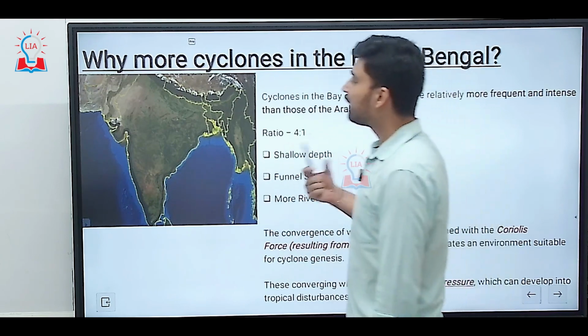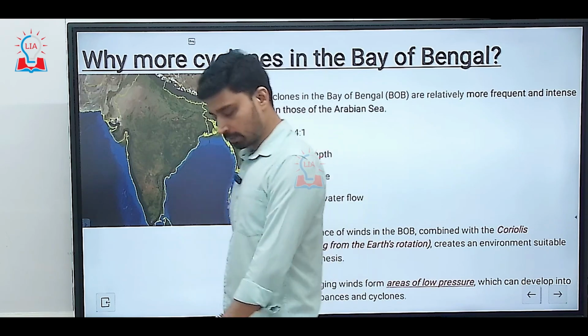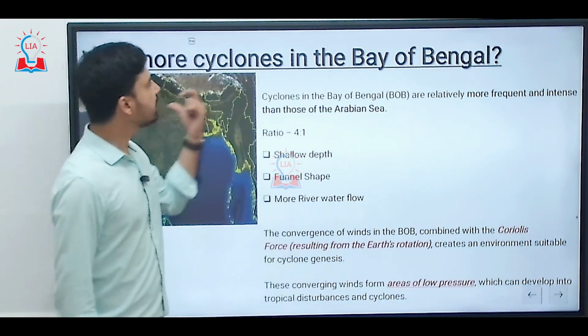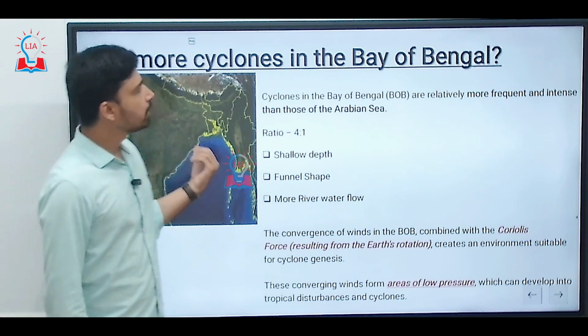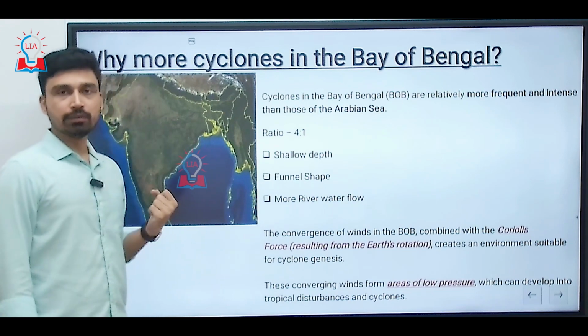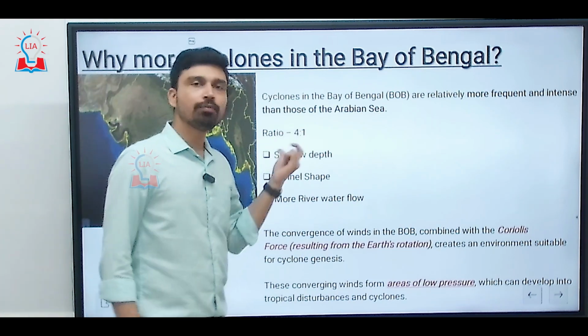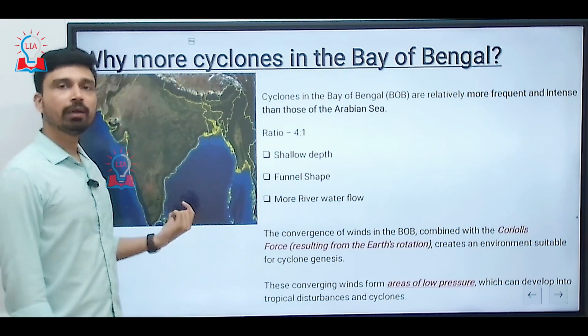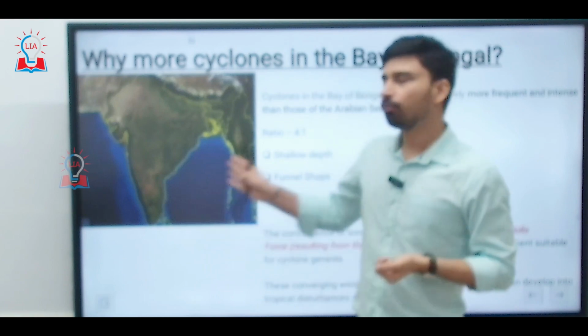Now, many times you might have heard that largely it is the eastern states of India that are most affected by cyclones. The reason is that there is a higher number of cyclones in Bay of Bengal as compared to Arabian Sea. They are relatively more frequent as well as more intense as compared to Arabian Sea. And if you calculate the ratio, we find that if 4 cyclones are developing in Bay of Bengal, only 1 cyclone will develop in the Arabian Sea. So the ratio is 4:1.